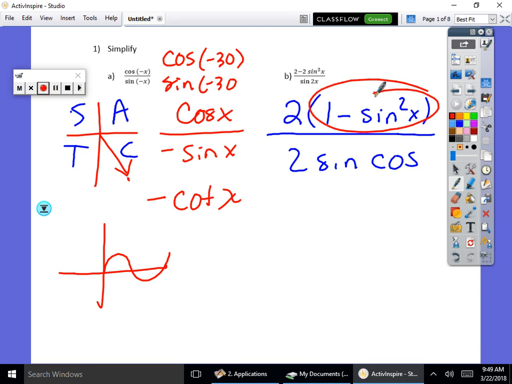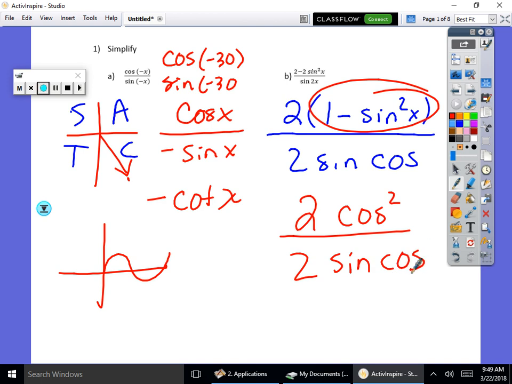This I can rewrite to be what? 1 minus sine squared is what? I just didn't hear you, hon. Okay, so we have 2 cosine squared over 2 sine cosine, right? Remember that cosine squared is cosine times cosine, right? So 2 divided by 2 cancels. Cosine squared divided by cosine, what happens? Cosine on the bottom cancels, and this drops to just 1 cosine, right? So I'm left with cosine over sine, which is cotangent.